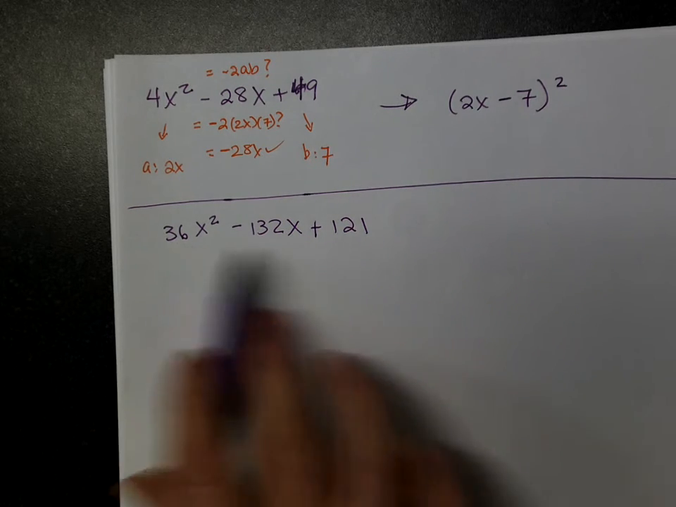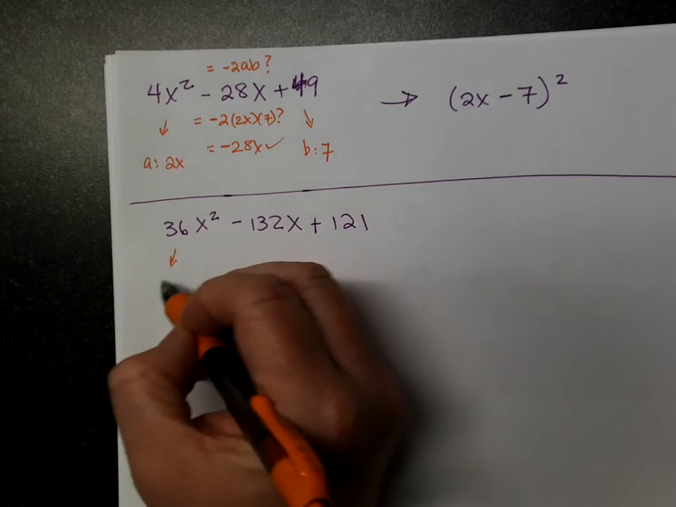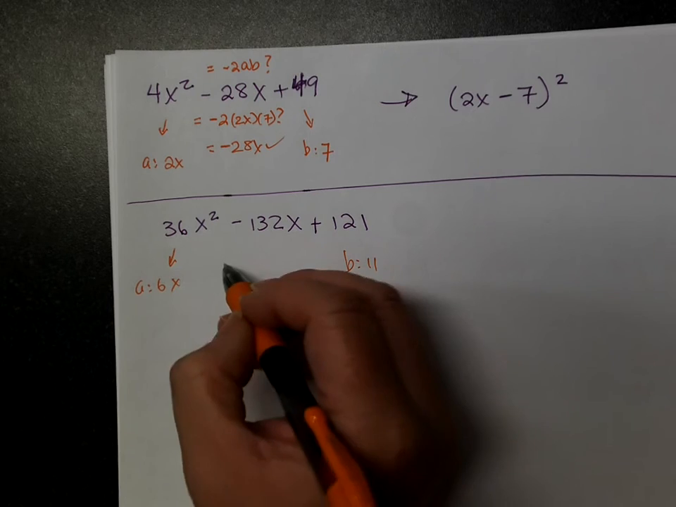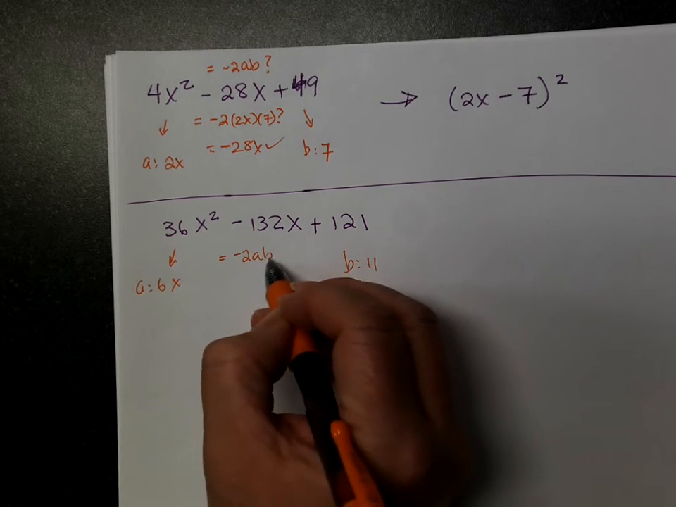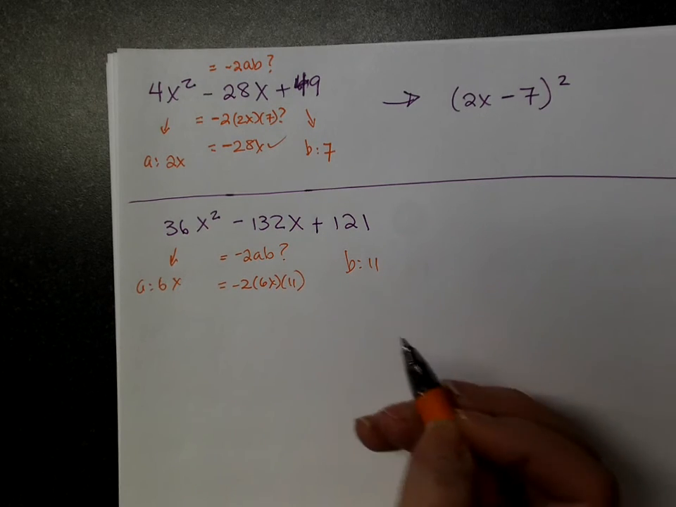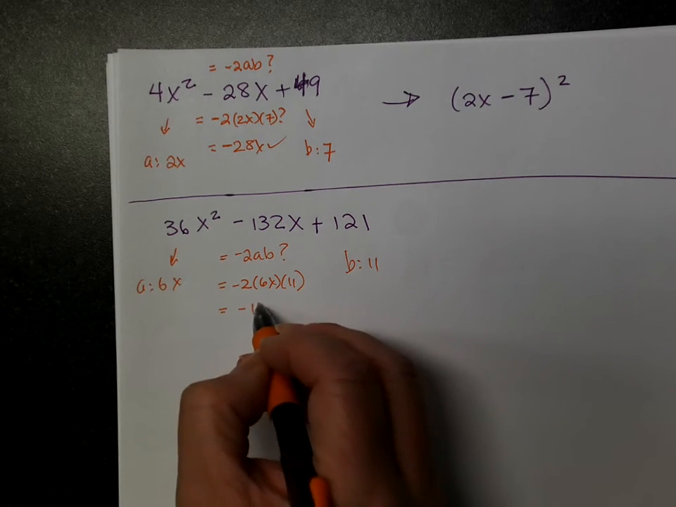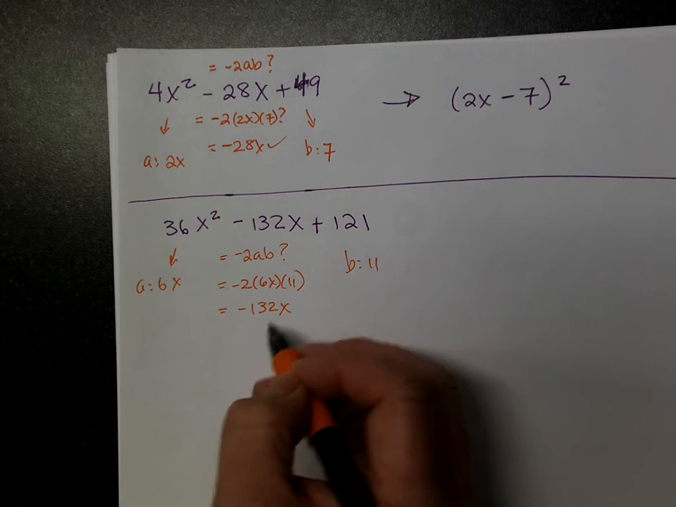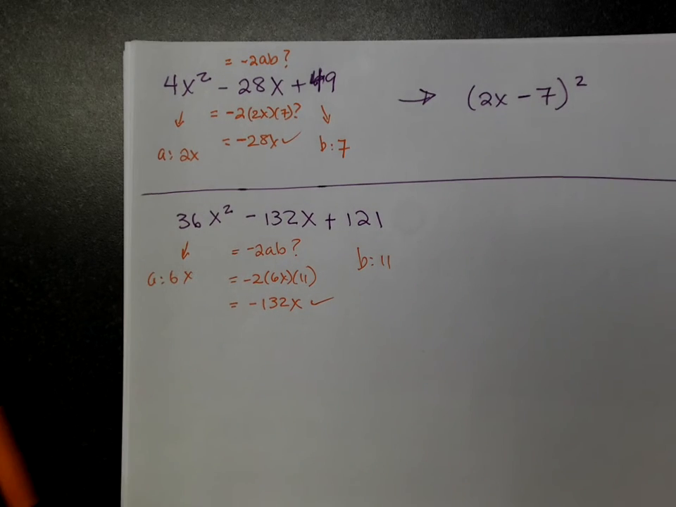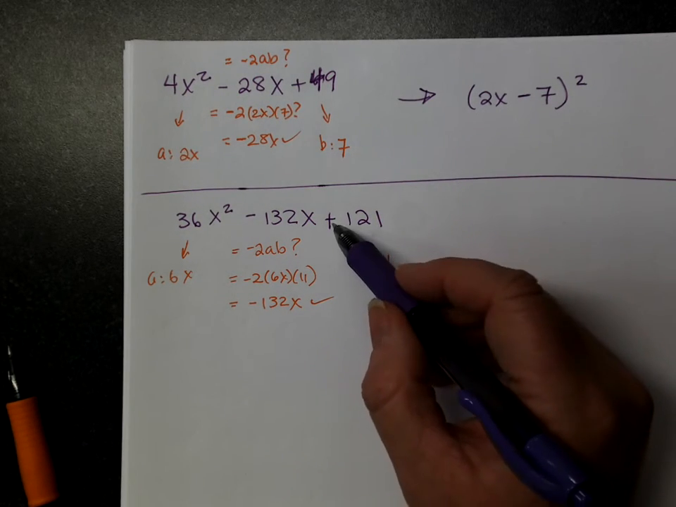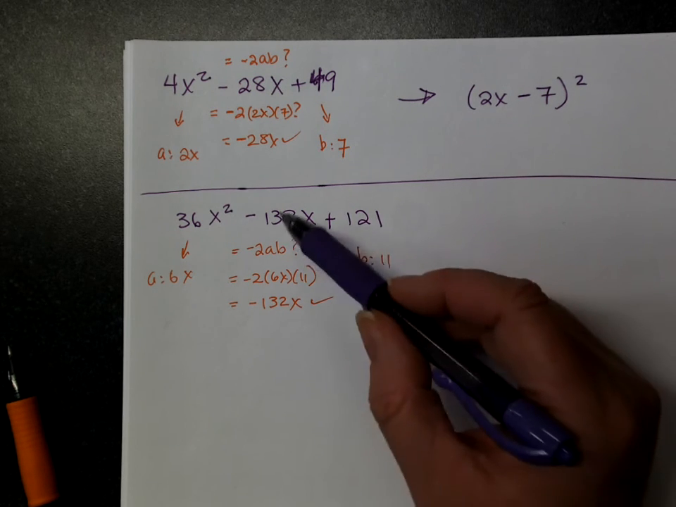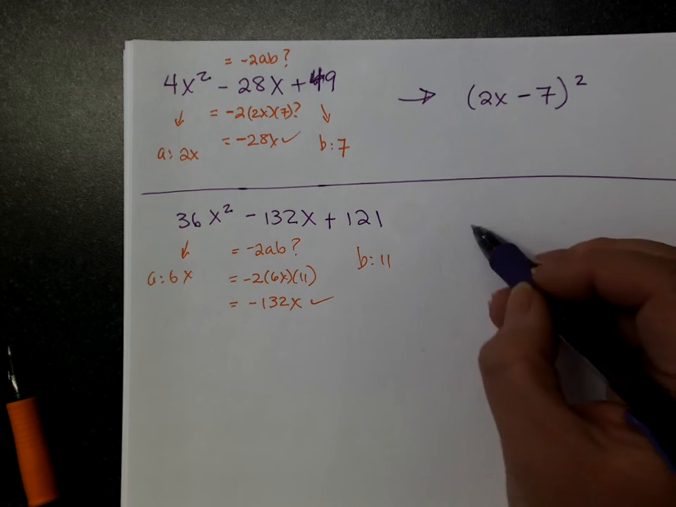And if it is, then you've got your A, which is 6x, and your B, which is 11. And if this is equal to negative 2AB, or negative 2 times 6x times 11, that's equal to negative 132x. Just calculate 2 times 6 times 11, negative 132, check. So once you check that these are perfect squares on the front and the back, and that this is plus or minus AB doubled, check.